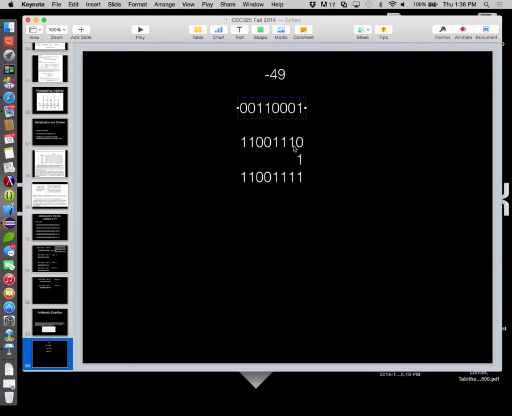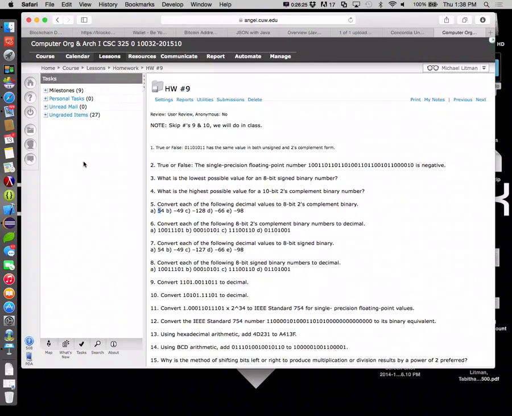The conversion down here to 2's complement is pretty easy. If it has a negative number in the front, we encode it in 2's complement. If there's not, we don't. Make sense? All right, so that was number 5.